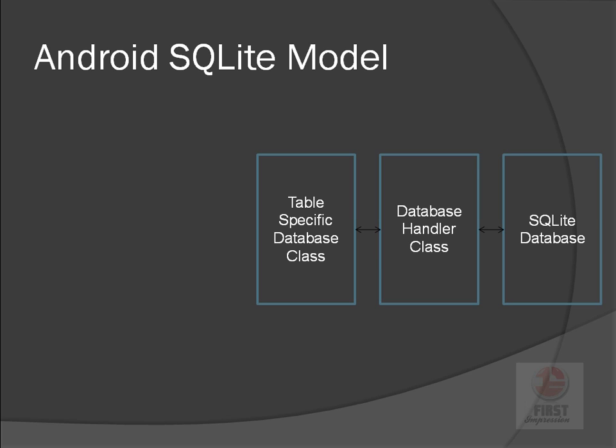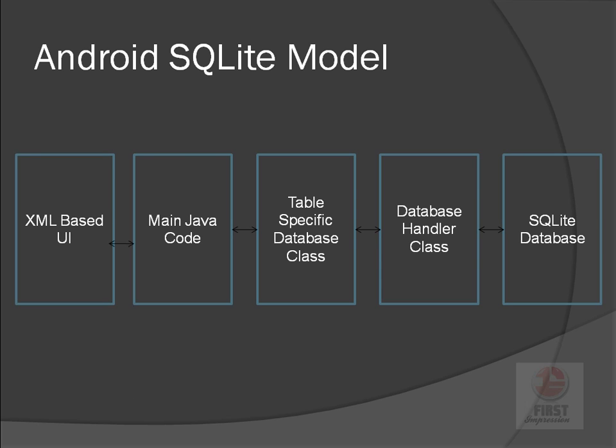To give you an example, if you have tables like table 1, table 2, table 3, then you will be having three table specific classes. All these three table specific classes will be using the database handler class. The database handler class will be accessing the database directly. Then you will be having your main Java code, that is the Java code which will interact with the table specific database class. Then you will have your XML based UI.